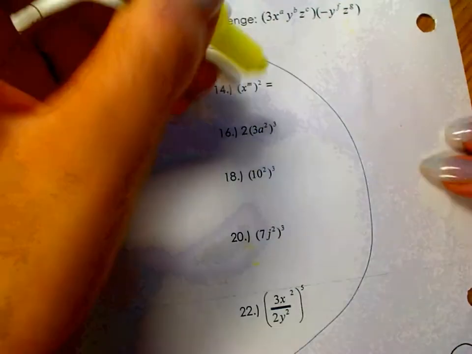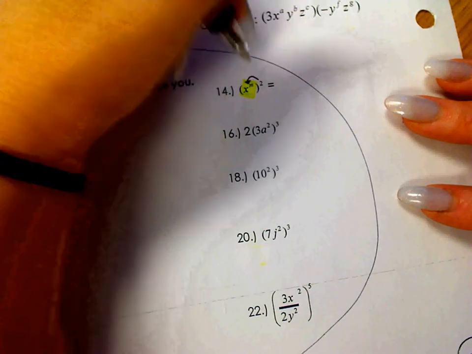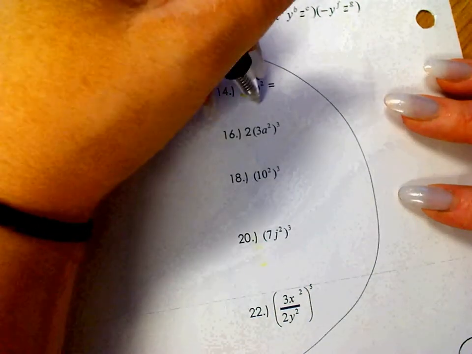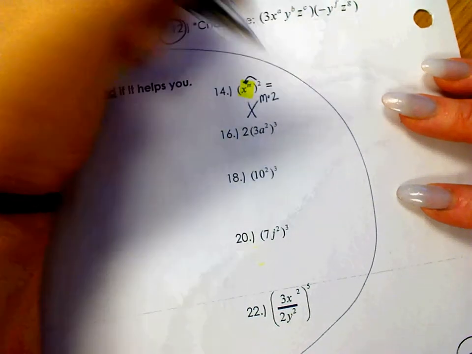Okay, number 14. We have x to the power of m being raised to the second power. So draw your arrow, multiply your exponents. So x to the power of m raised to the second power is x to the power of m times 2.